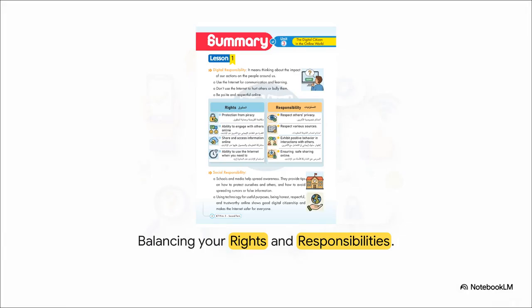It's really all about balancing your rights and your responsibilities. Think of it as a two-way street. On one side, you have your rights, right? Like having protection against piracy, which is what that sturdy little lock icon is all about, and the right to use the internet when you need it. But then on the flip side, you have duties. You absolutely must respect other people's privacy, respect where you get your information from, and just generally show positive behavior.